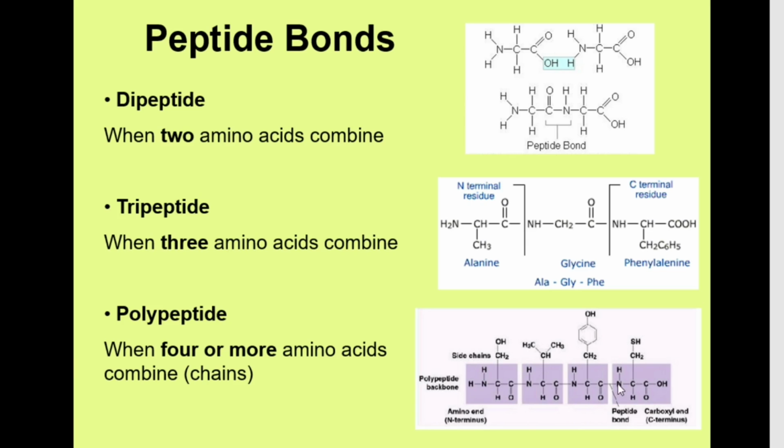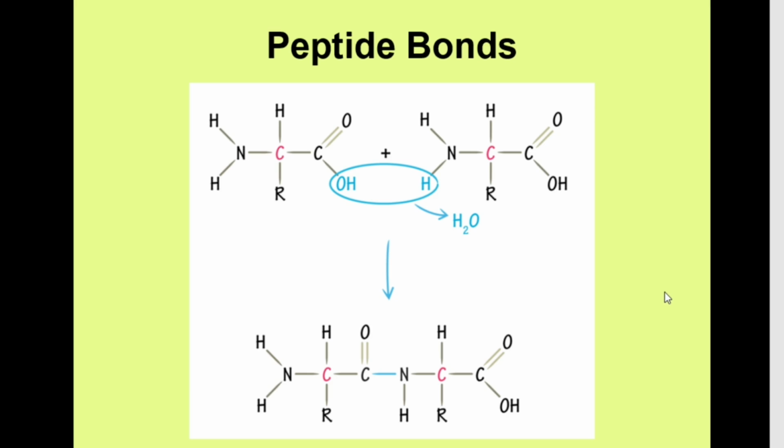One thing that I didn't mention, I'll quickly go back to this previous slide, is that amino acids will only ever join together through the carboxyl group of one amino acid and the amino group of the other. And that comes down to electrical charges. The carboxyl group of an amino acid will carry a slight negative charge.